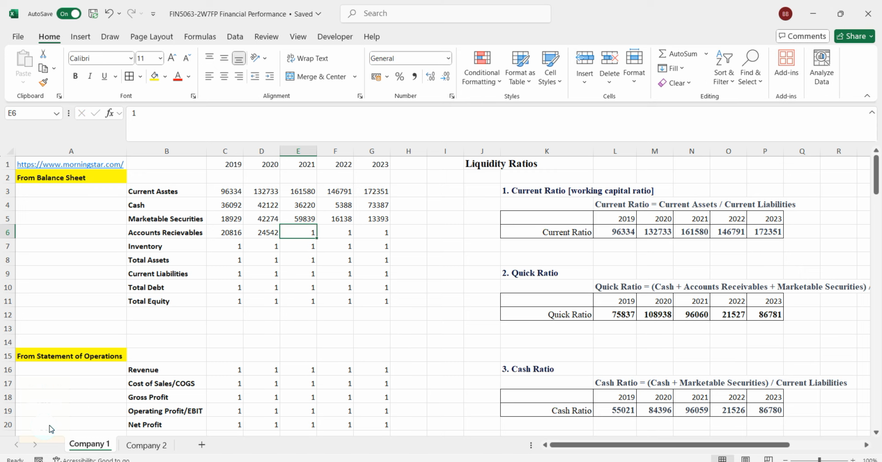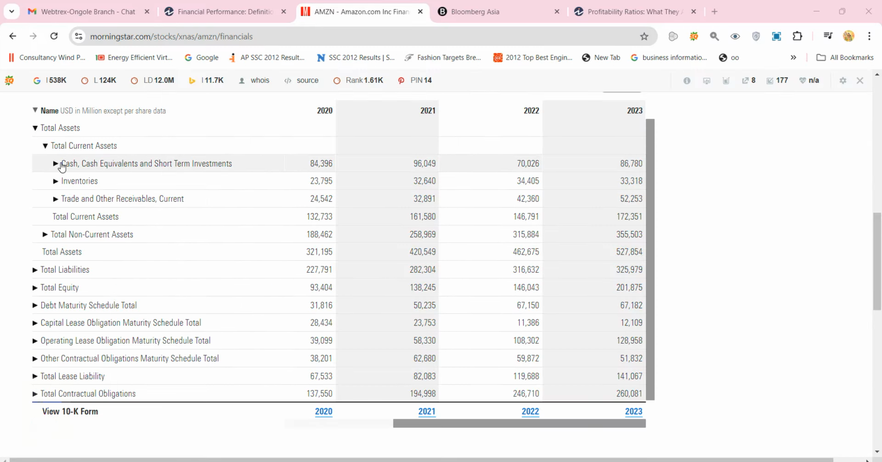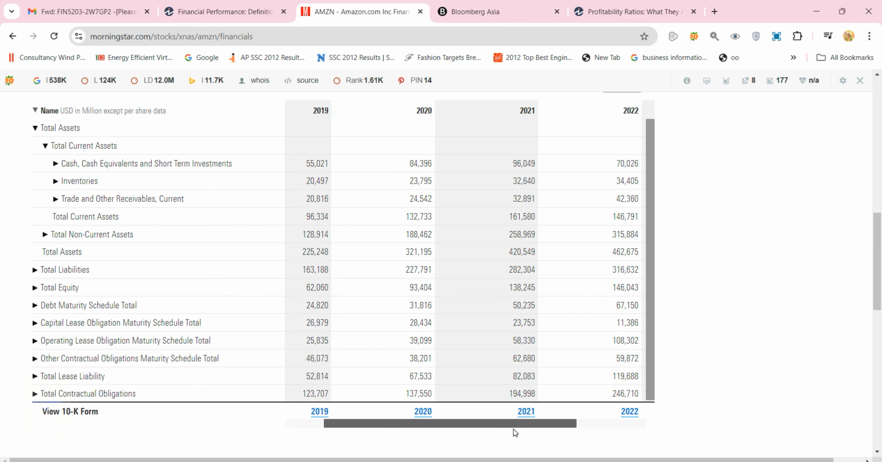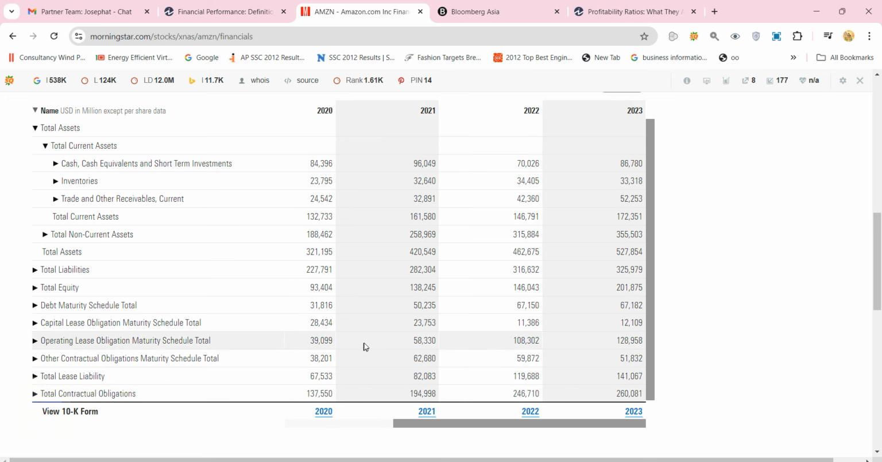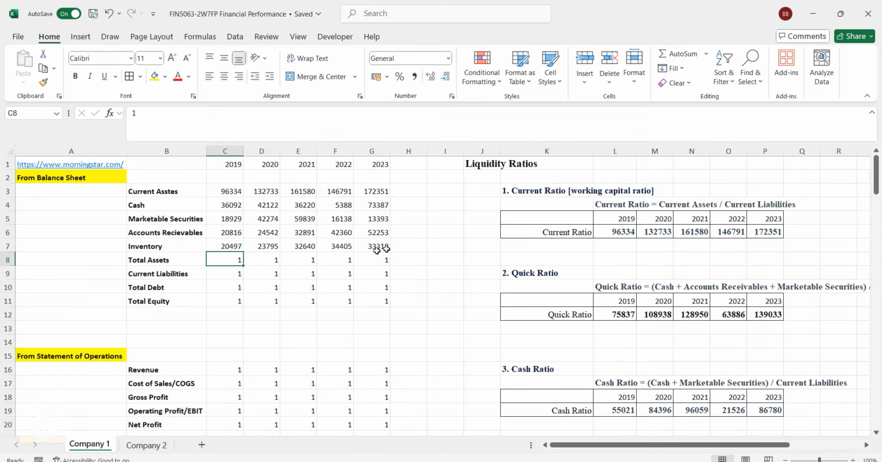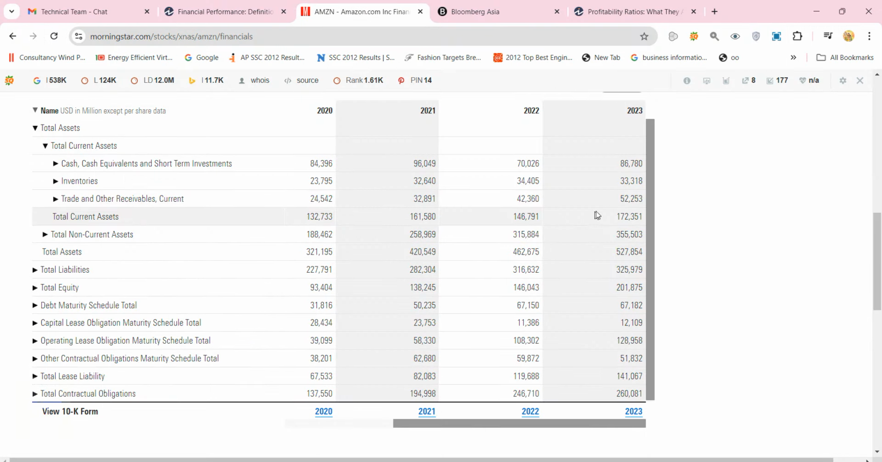Then let me add the remaining element. Under total current assets, minimize all those things and just check inventories. Under inventories you have values, so just add them. These values should be added, the inventories values. The first value is 2497. So I've added all the values up to 3318.